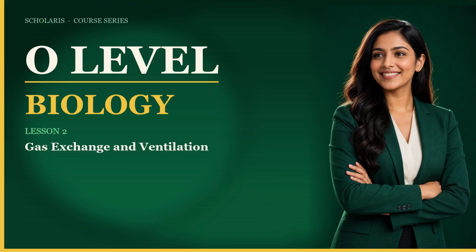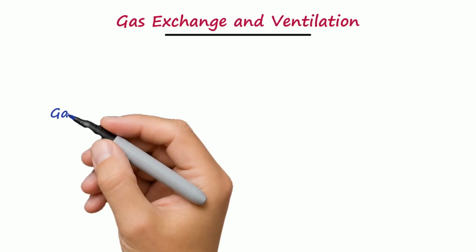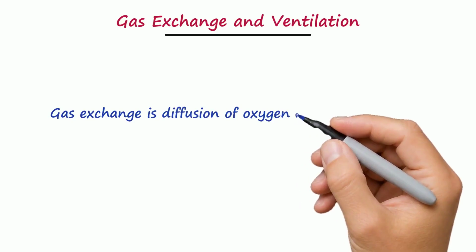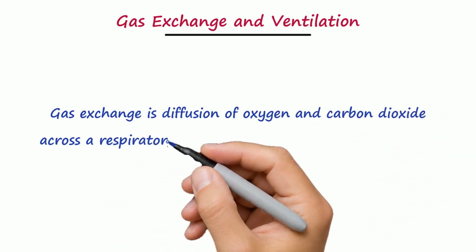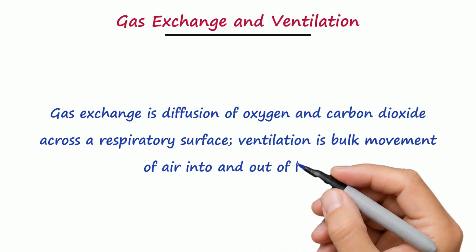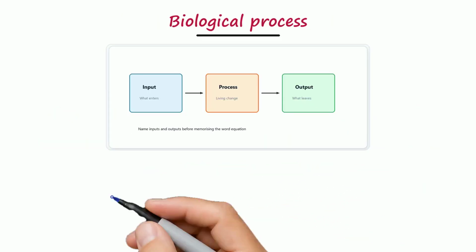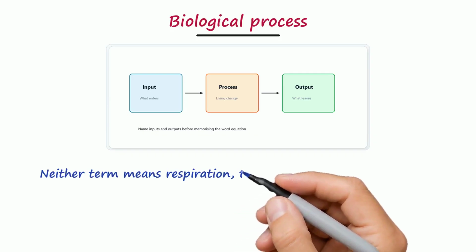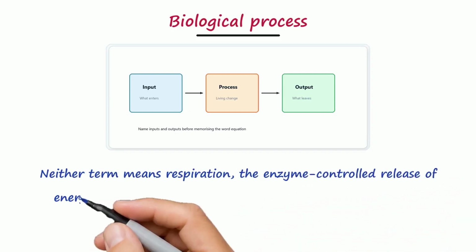Today in O-Level Biology, Lesson 2, Gas Exchange and Ventilation. Gas exchange is diffusion of oxygen and carbon dioxide across a respiratory surface. Ventilation is bulk movement of air into and out of lungs. Neither term means respiration, the enzyme-controlled release of energy in cells.